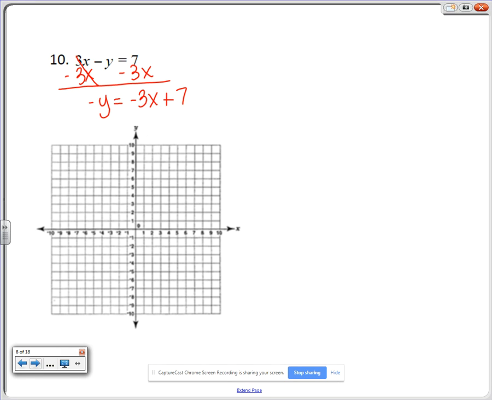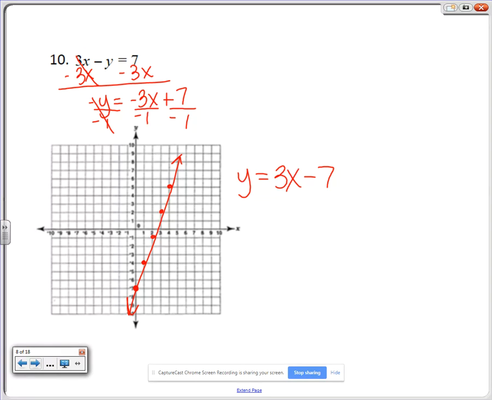Is this all by itself? How do I get rid of the negative 1? Divide by negative 1. Everything. And I get y equals, what is negative 3 divided by negative 1? And those are x's, right? What is 7 divided by negative 1? Where do I begin? On the y-axis, right? Up 3 to the right 1. That's 5? All right.